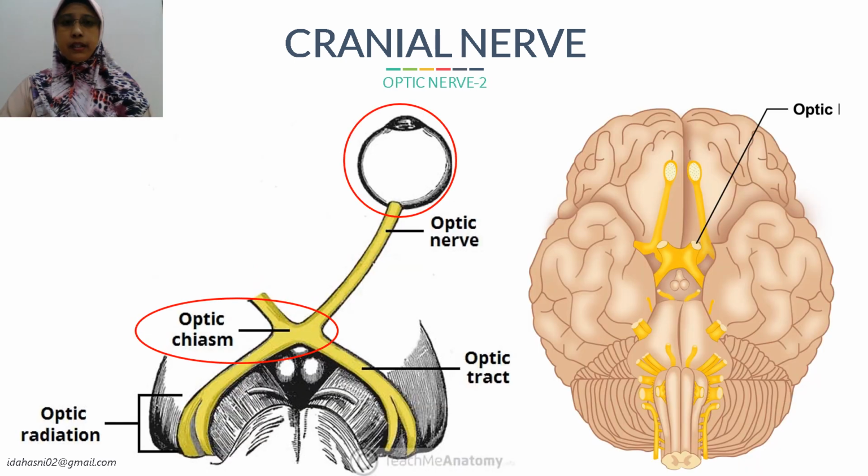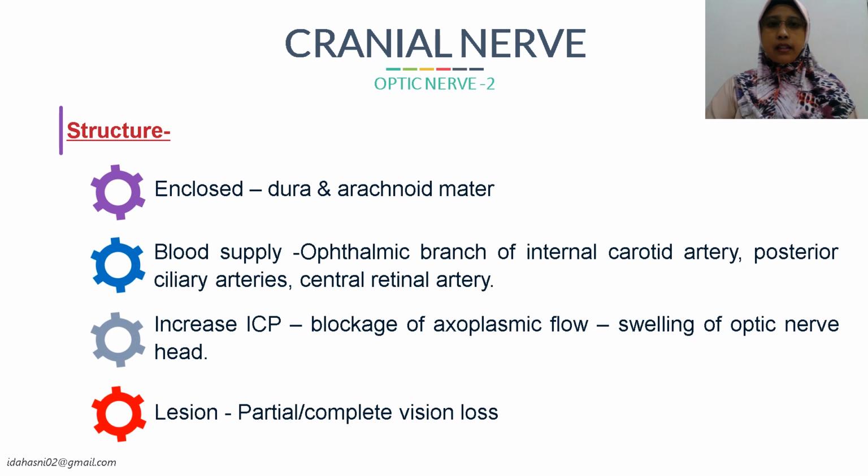Next is the optic nerve. Optic nerve extends from the caudal aspect of the eye to the optic chiasm. This is your optic chiasm junction. This nerve is enclosed in a sleeve of dura and arachnoid mater.